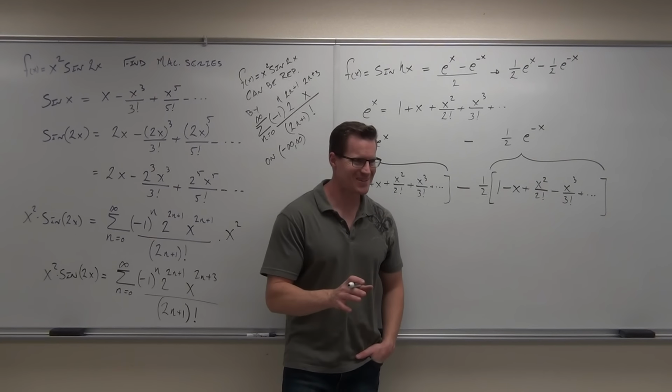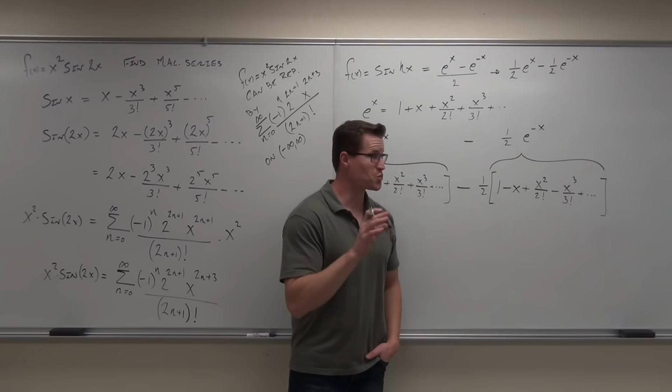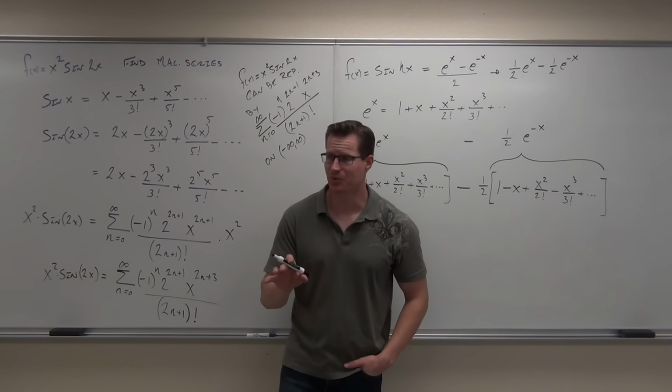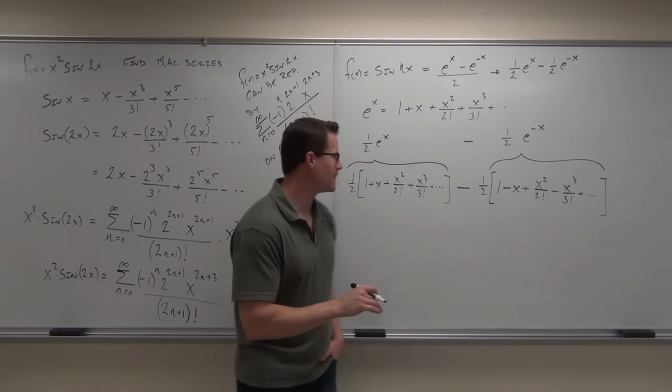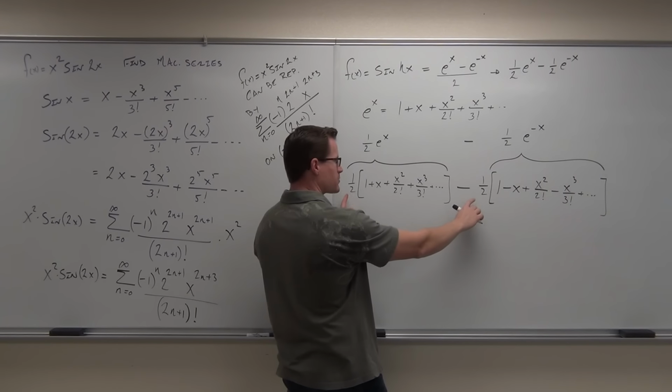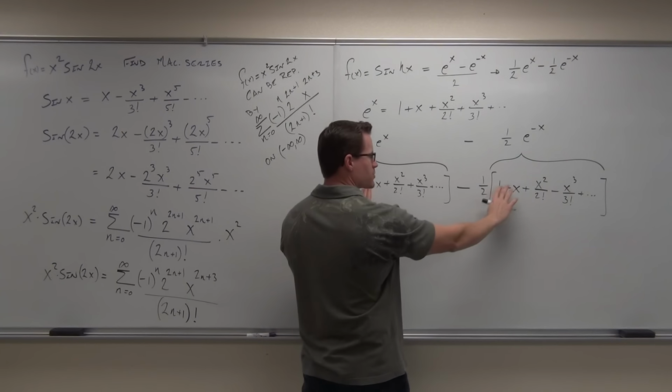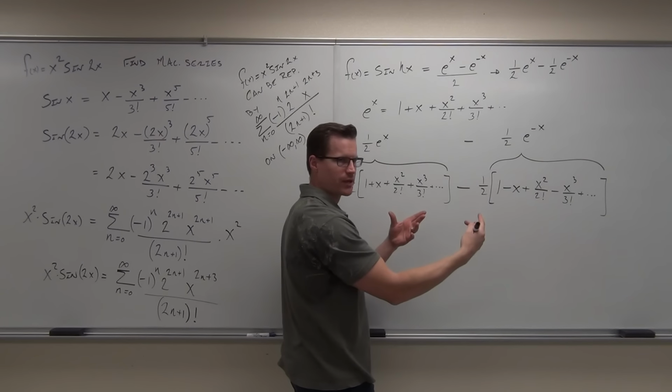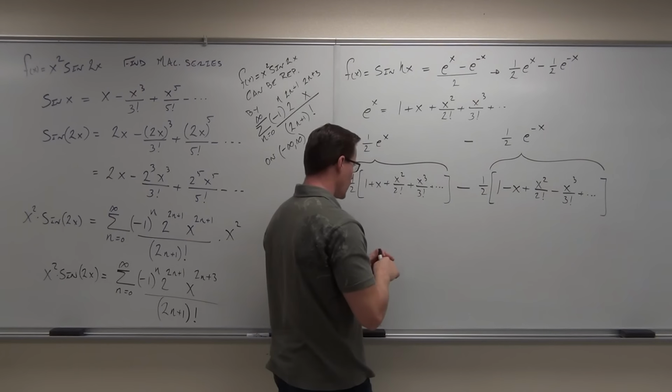Are you sure you're okay with this? Now something really, really cool is going to happen when we do this. Check this out. Ignore the 1/2s for a second, because naturally if I'm subtracting something multiplied by 1/2, I can subtract the terms themselves and multiply by 1/2 later. Did you catch that? So watch.